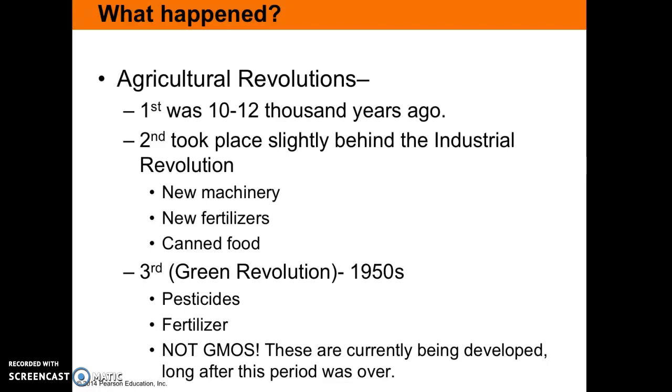We came up with new ways of fertilizing food. We came up with ways as we were building factories. First it was in the textile industry, and then we started to do things like canned or tinned food, which was new. So the second agricultural revolution started in the early 1800s.